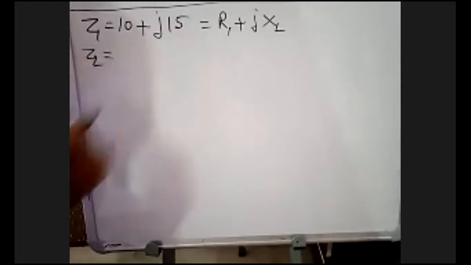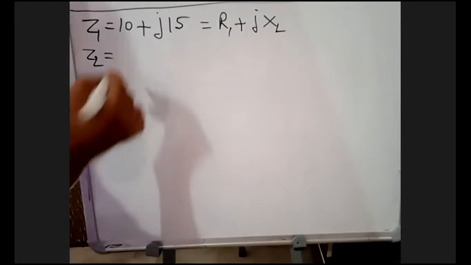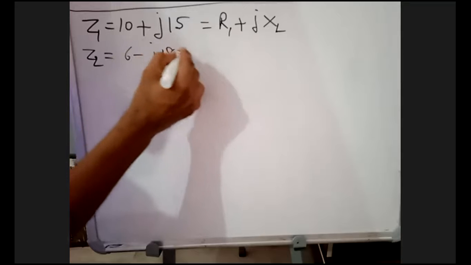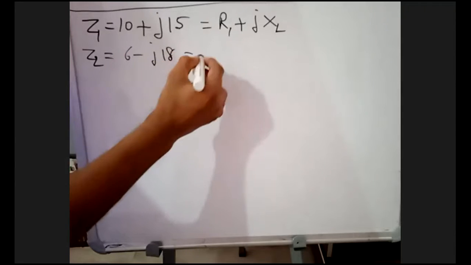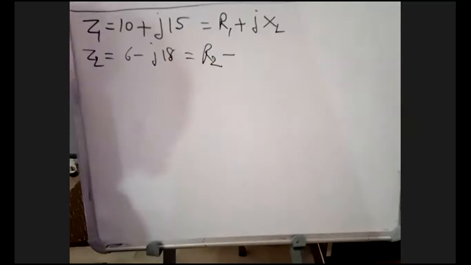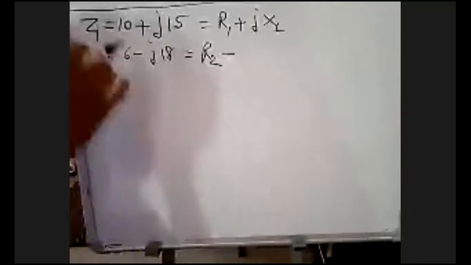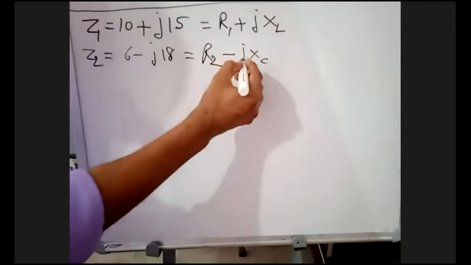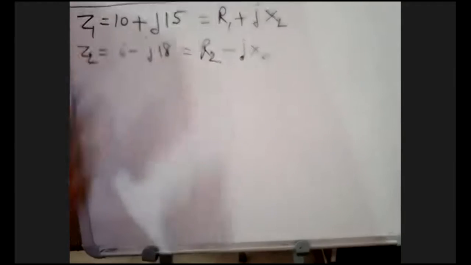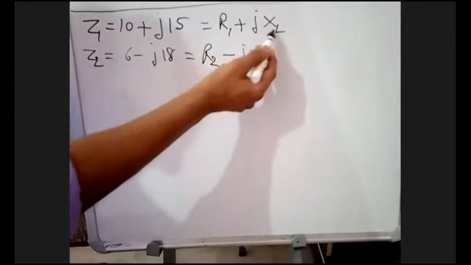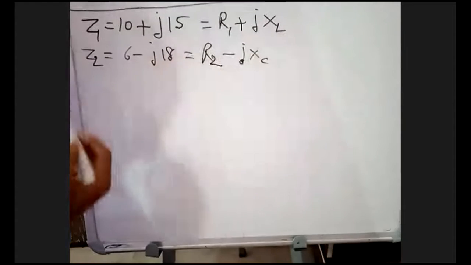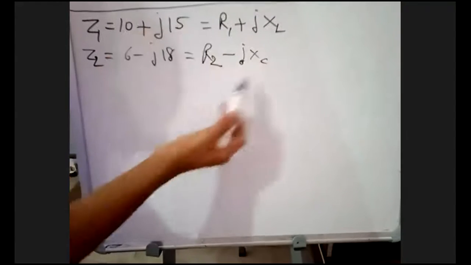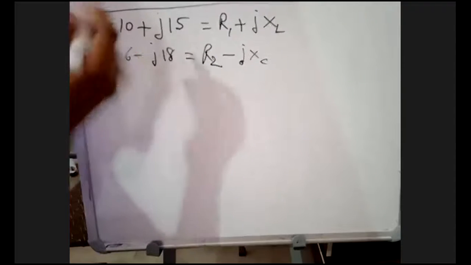Now Z2 is equal to 6 minus J18. What is this circuit? XC, an RC circuit. The first one is an RL circuit, the second one is an RC circuit. If J is given, it is reactance. Your XL is 15, your XC is 18. If minus is there, it is an RC circuit.